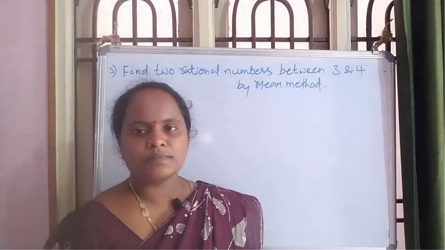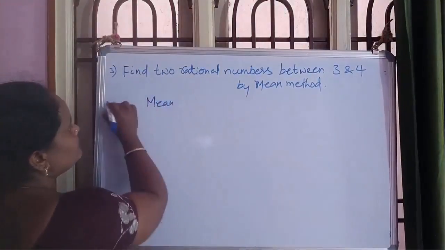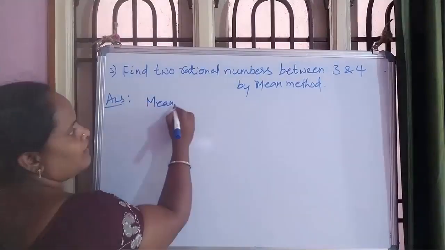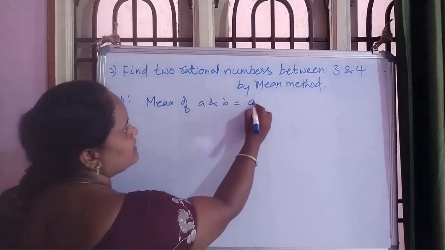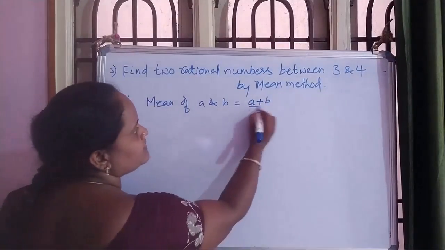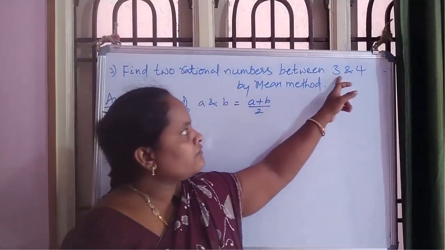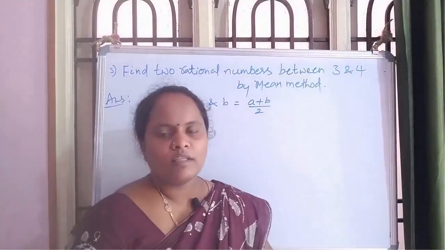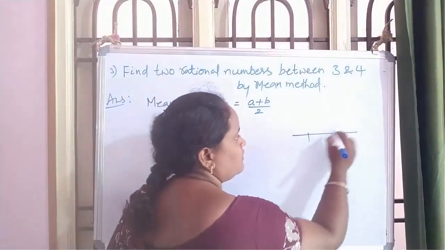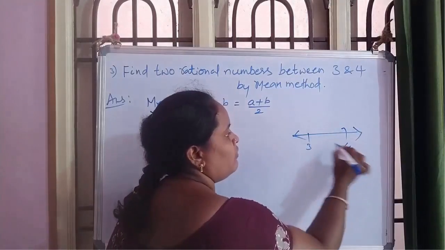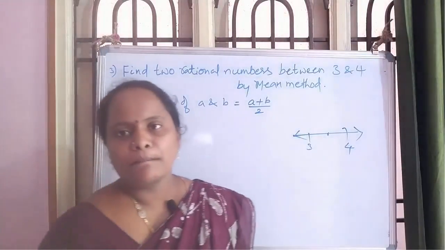So sum of quantities means 3 plus 4. So here the mean definition is: if there are two numbers A and B, the mean of A and B is A plus B, that is, the sum of quantities divided by 2. So why are we using the mean method here? If I take the mean value of 3 and 4, that is the mid value of 3 and 4. On the number line, if I have 3 and 4, the mid value is nothing but the mean. So I am using mean here.